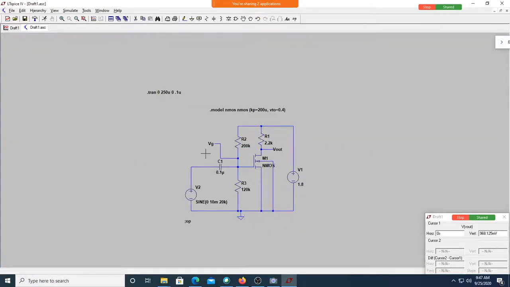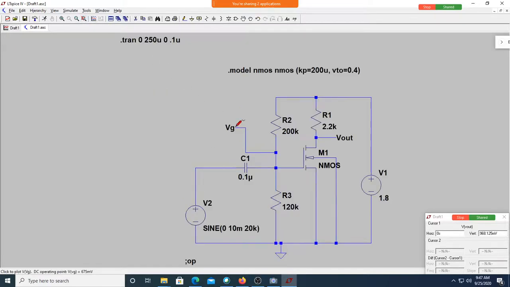Okay. Is it perfect? Did all of you get it? What we are trying to do? Is it fine? Yes. We applied 10 millivolt. We got the input shifted at VG. The output is amplified and it is available around VDS. Am I correct? Yes. Okay.